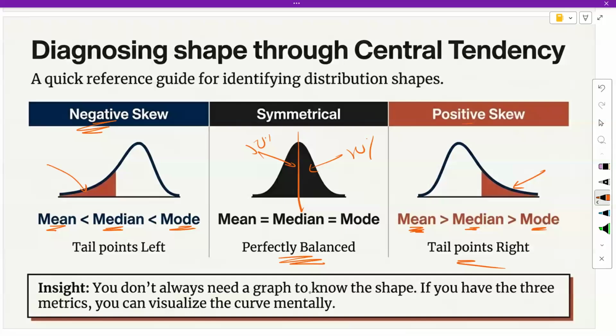So what insights can you get? You don't always need to graph to know the shape. What are the three metrics? Mean, median, mode. You can visualize the curve mentally. In your mind, you can draw this data by just having these three metrics: mean, median, mode. If the mean is larger than the median or mode, it is positively skewed. If the mean is less than the median or mode, that is negatively skewed.